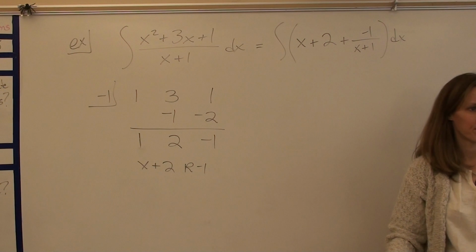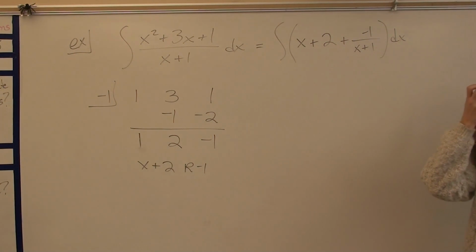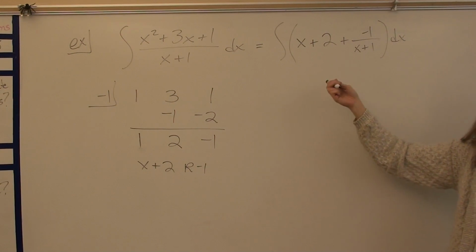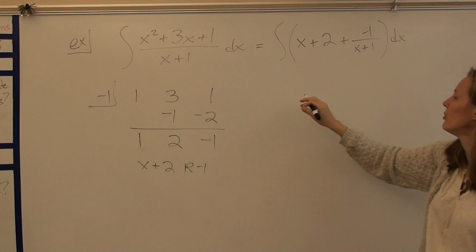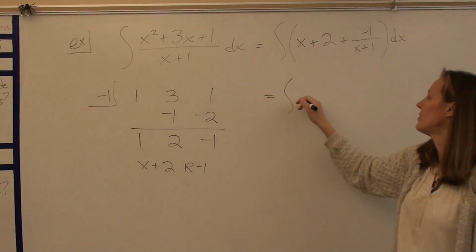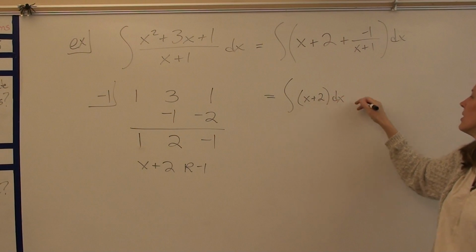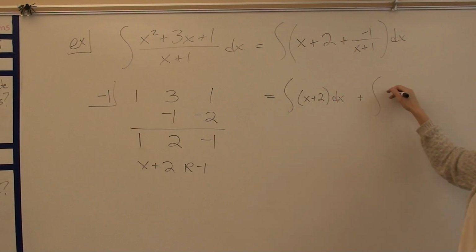Oh, the euphoria. Now we have a function we can integrate. Now what I'm going to do is split this into 2 integrals. So we have the integral of x plus 2 plus the integral of -1 over x plus 1.